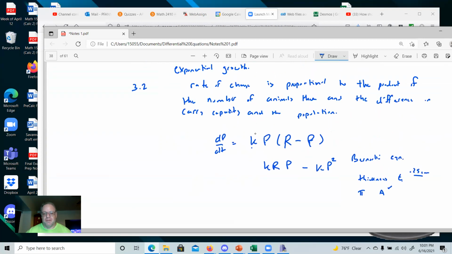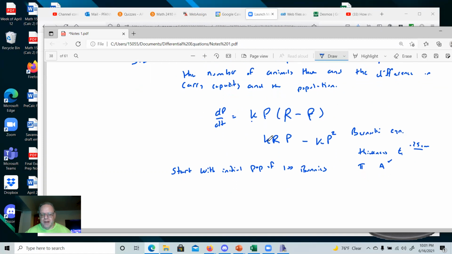Okay, what are we going to do? So let's come up with a problem. Let's say we have, let's make it easy, an initial population of 100 bunnies.